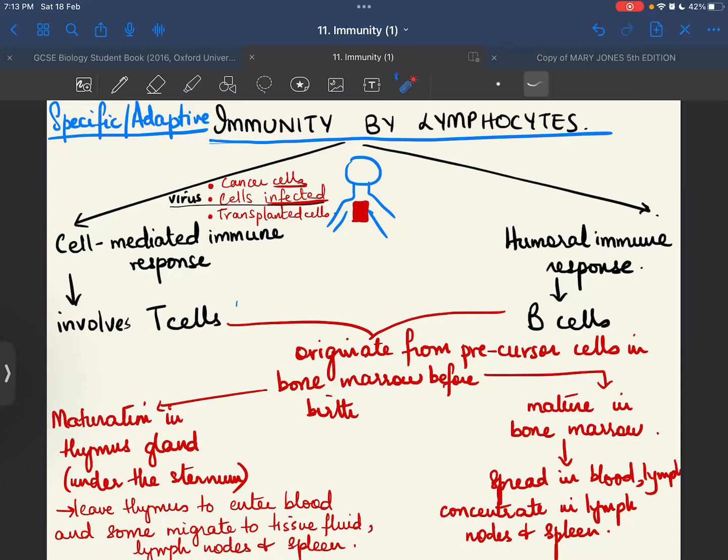ठीक है? T cells, place of origin, bone marrow. Place of maturation, thymus. And once they are matured in the thymus, they will leave the thymus at puberty to enter blood, tissue fluid, lymph nodes and spleen. ठीक है? B cells आपके bone marrow में ही originate करते हैं, and they mature in the bone marrow, and from there they will spread into the blood, lymph, and they can also concentrate in the lymph nodes and the spleen. ठीक है? ये बात समझ आ रही है परिचय? If there's no problem, then I'll move ahead.